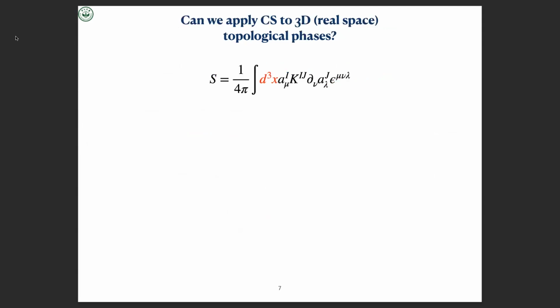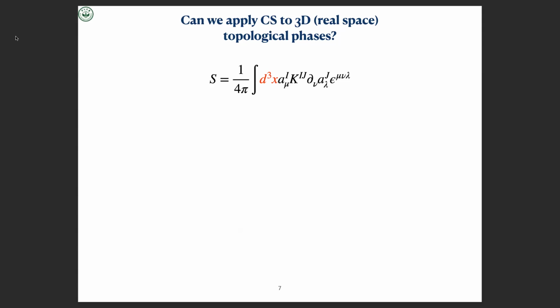Okay. So now the question is, can we apply this Chern-Simons theory, not computer science, Chern-Simons theory, to 3D? 3+1 is real space, 3D. Condensed matter theorists interchangeably use 3D and 4D. You just have to be careful. So can we apply the Chern-Simons theory to 3D topological physics?